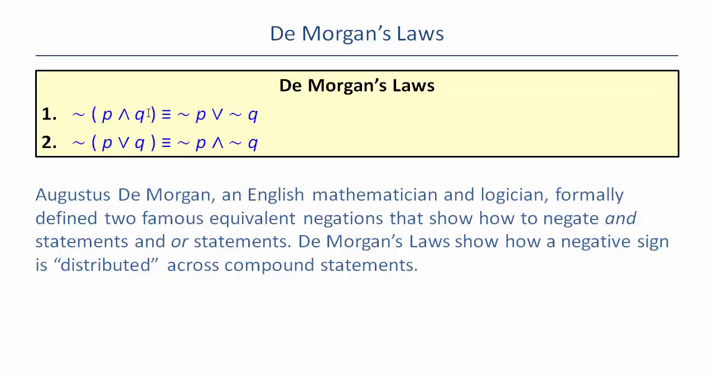Remember your order of operations. First you do what's inside the parentheses, then you go outside. So this thing on the left is saying, first you do the and, right? Then you take the opposite of that. This one is saying take the opposite of P, take the opposite of Q first, and then do the OR of those two things. Two completely different things, but they're logically equivalent.